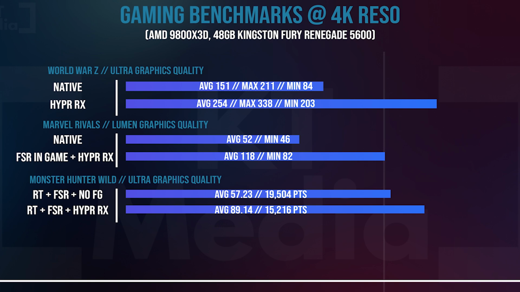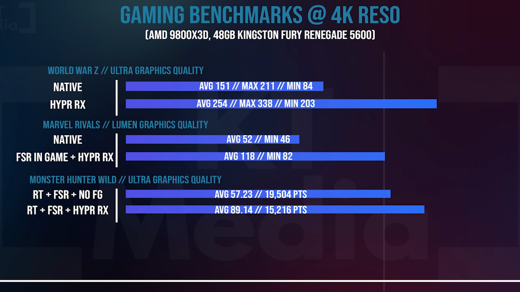Next up is Marvel Rivals. I ran it with Lumen graphics quality. On its native settings, I managed an average of 52 and a minimum of 46 FPS. The moment I enabled FSR in-game and also turned on Hyper RX, I managed to get an average FPS of 108 and a minimum FPS of 82. Bear in mind that all these games are tested at a resolution of 4K. I ran it with the AMD Ryzen 7 9800X3D and 48GB worth of RAM from Kingston.